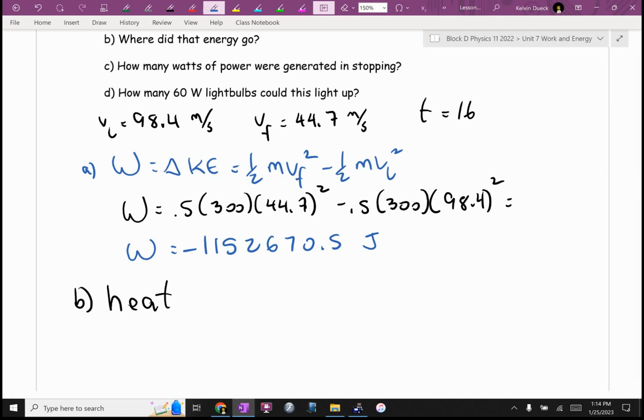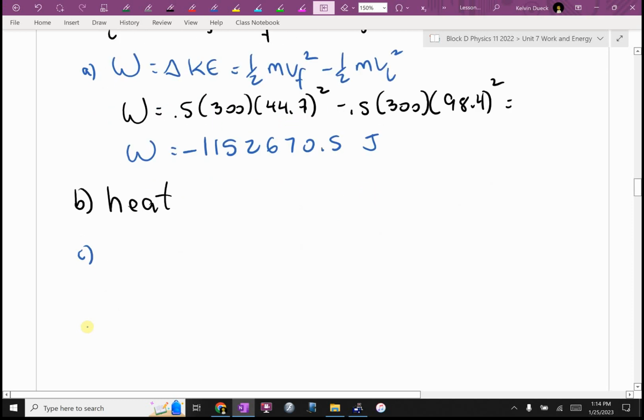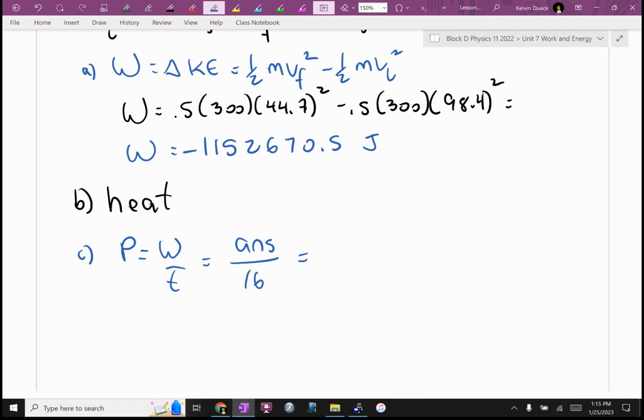Well, first of all, how many watts of power? How do we find power? Power is going to be work over time, so it's going to be your answer button divided by 16. We'll ignore the negative now, because now we're assuming that we're gaining that energy back somehow, so ignore the negative on your calculator. How many watts of power? 72042. Okay.